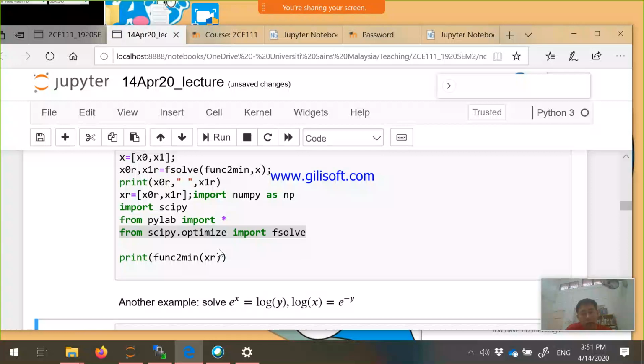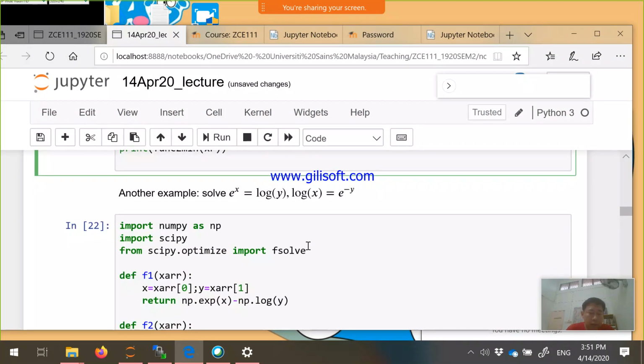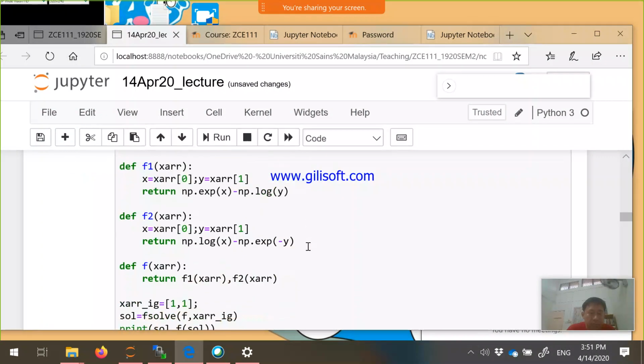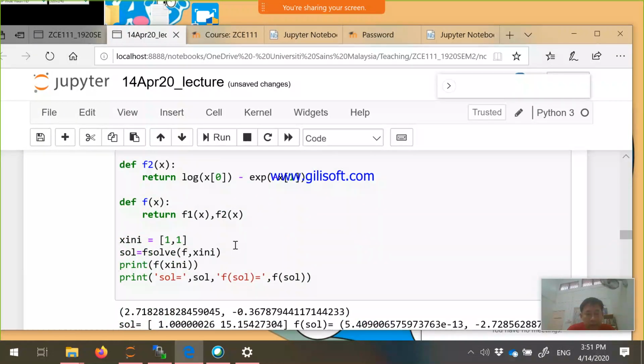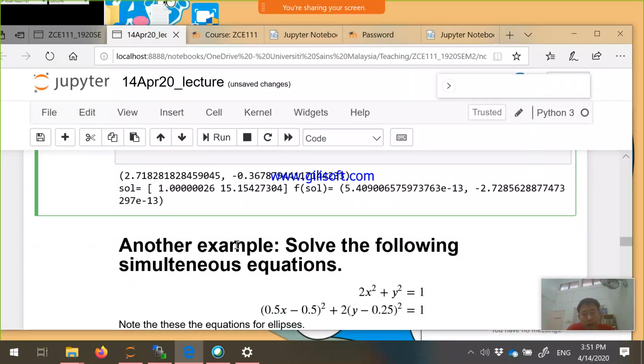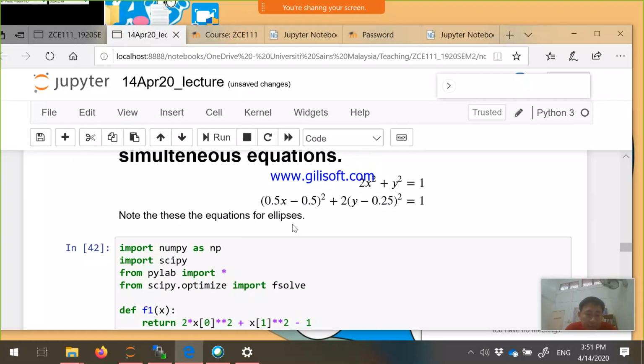So I have shown you how to use the optimize function fsolve to solve a set of simultaneous equations, and then after you have solved it, you check it. So that is basically what is being done here. Now this is a slightly more complicated situation. You have another set of equations which is like this.